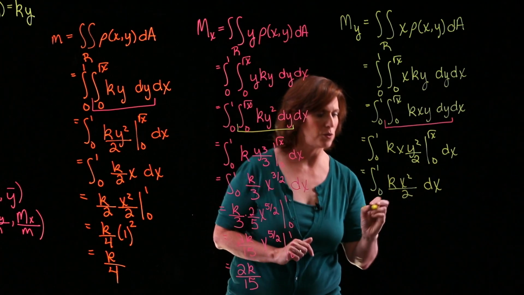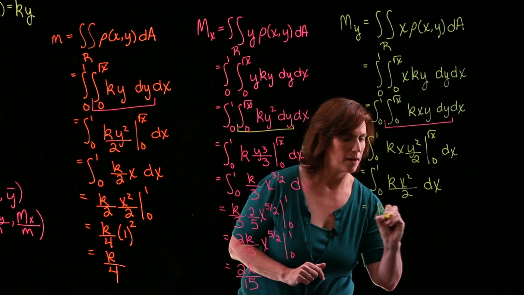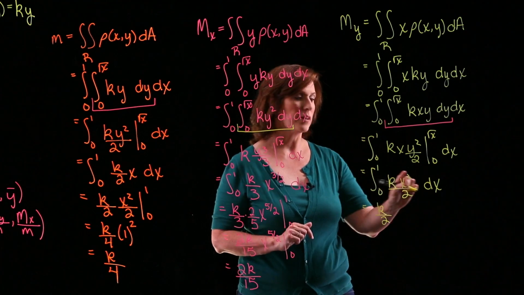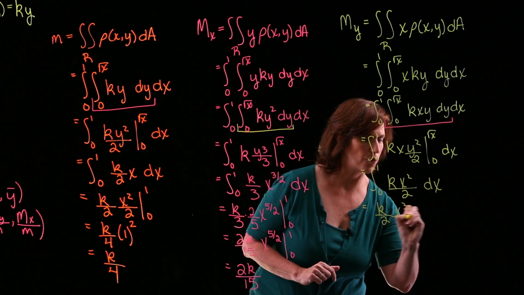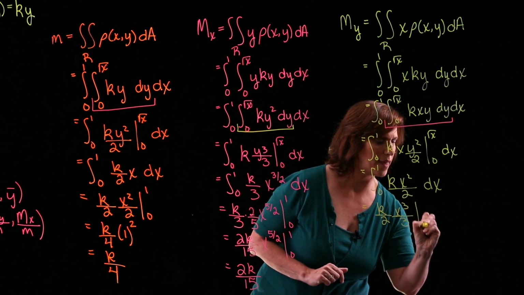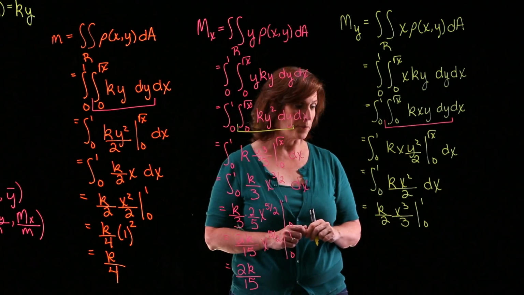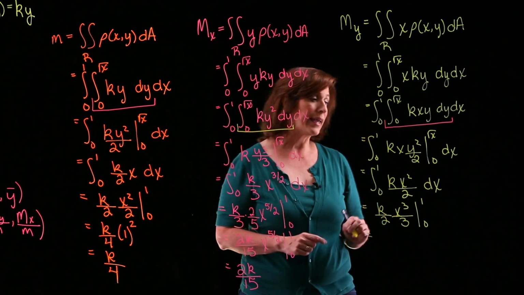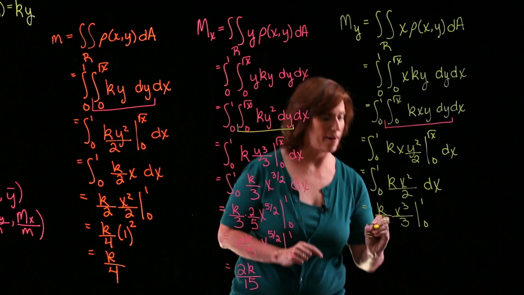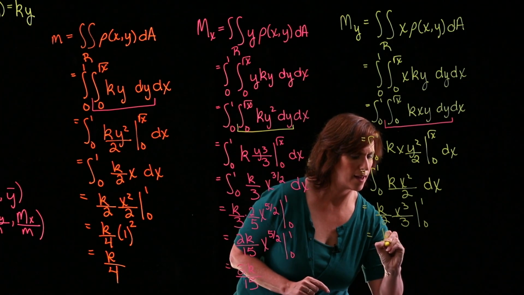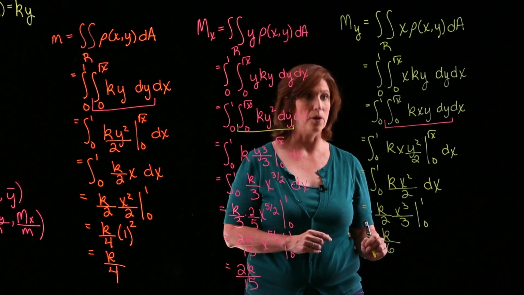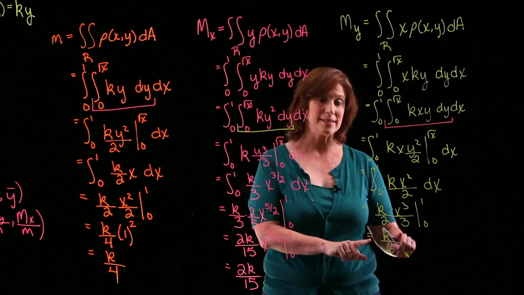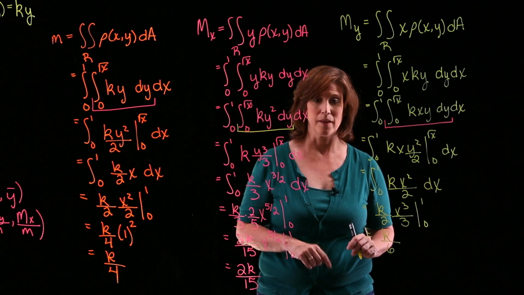So k divided by 2 is a constant. Constant multiple gets pulled out. The integral of x squared dx would be x cubed over 3. I'll evaluate that from 0 to 1. Plugging in my upper limit, I'll have k over 6. And then I need to subtract what happens when I plug in 0, but that's just 0. So my moment about the y-axis is k over 6.